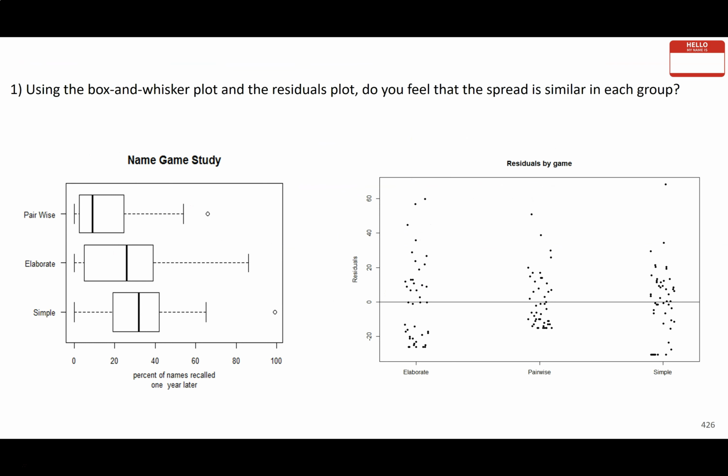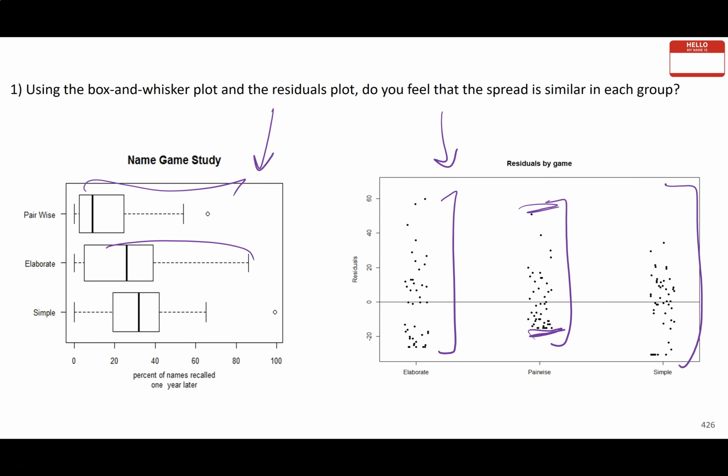Here I did two different things. I have my box plot, and I also showed residuals. Looking at the spread, is it wildly different from group to group? It looks okay. Yes, this one looks a little bit shorter than the other two, but it's not wildly different. So just looking at this, I would probably say they're close enough. If the spread looked wildly different, that should definitely give you pause.